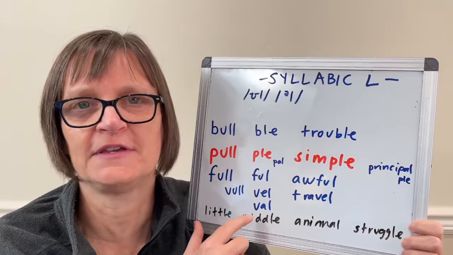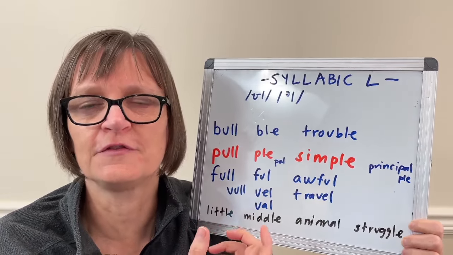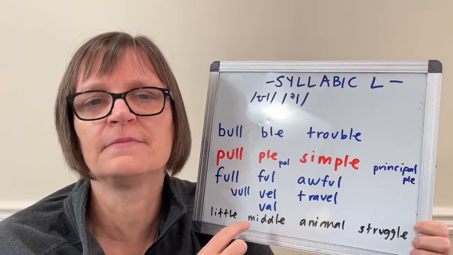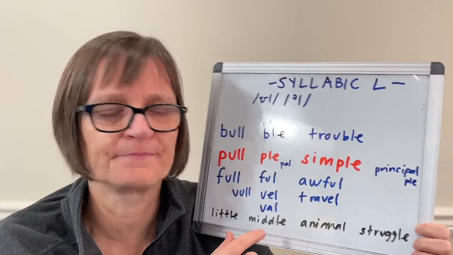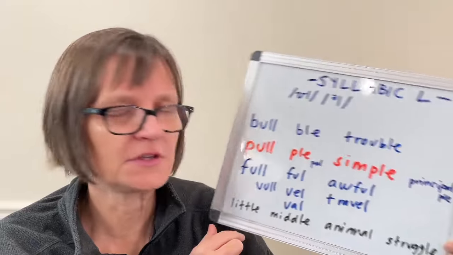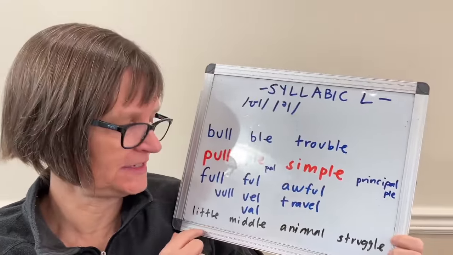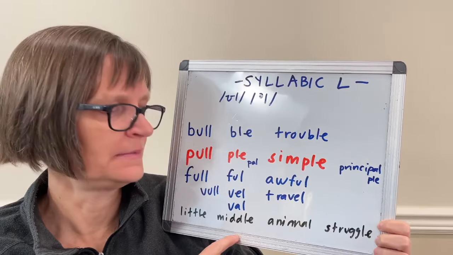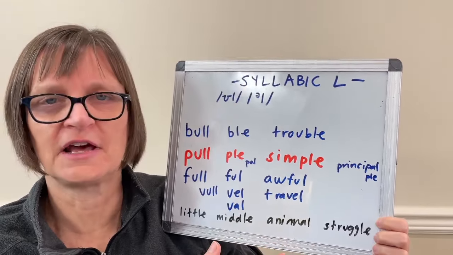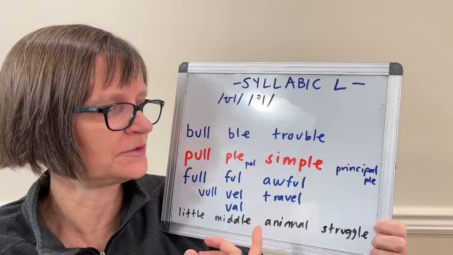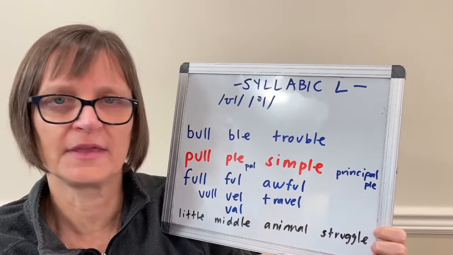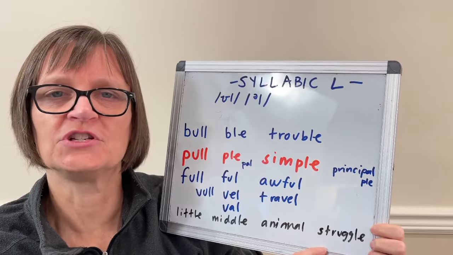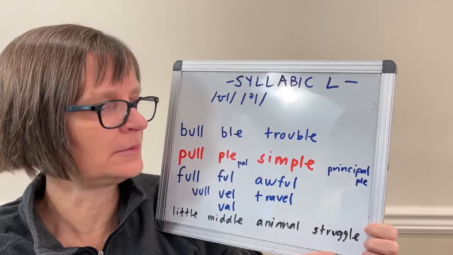We also have a spelling V-E-L in travel, and a spelling V-A-L, like in survival. So let's try that. Vul, vul, survival. Other typical spellings for syllabic L: T-T-L-E as in little, D-D-L-E as in middle, M-A-L, it's not as typical, but animal. So sometimes N-A-L, communal, and then G-G-L-E or G-L-E like struggle or angle.